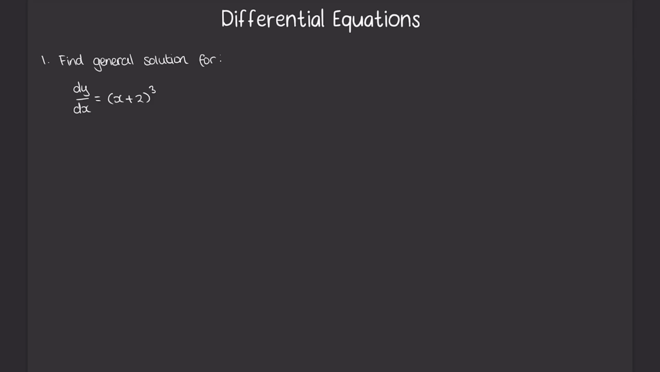Before we start, there's a difference between the general solution and the particular solution. With the particular solution, you'll have a specific value for the arbitrary constant, but with the general solution you'll have just the arbitrary constant. If you don't know what the arbitrary constant is, it's just the plus c at the end of every integration you do. Here the question is asking us for the general solution, so it's just the arbitrary constant.